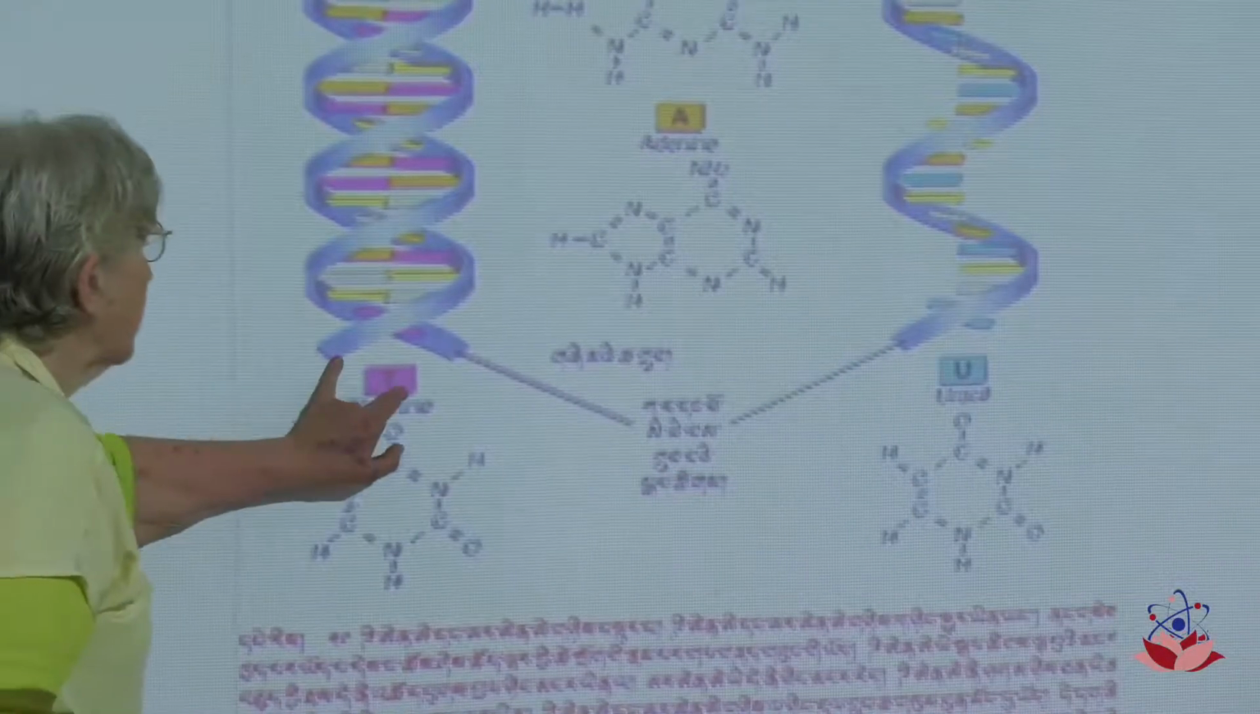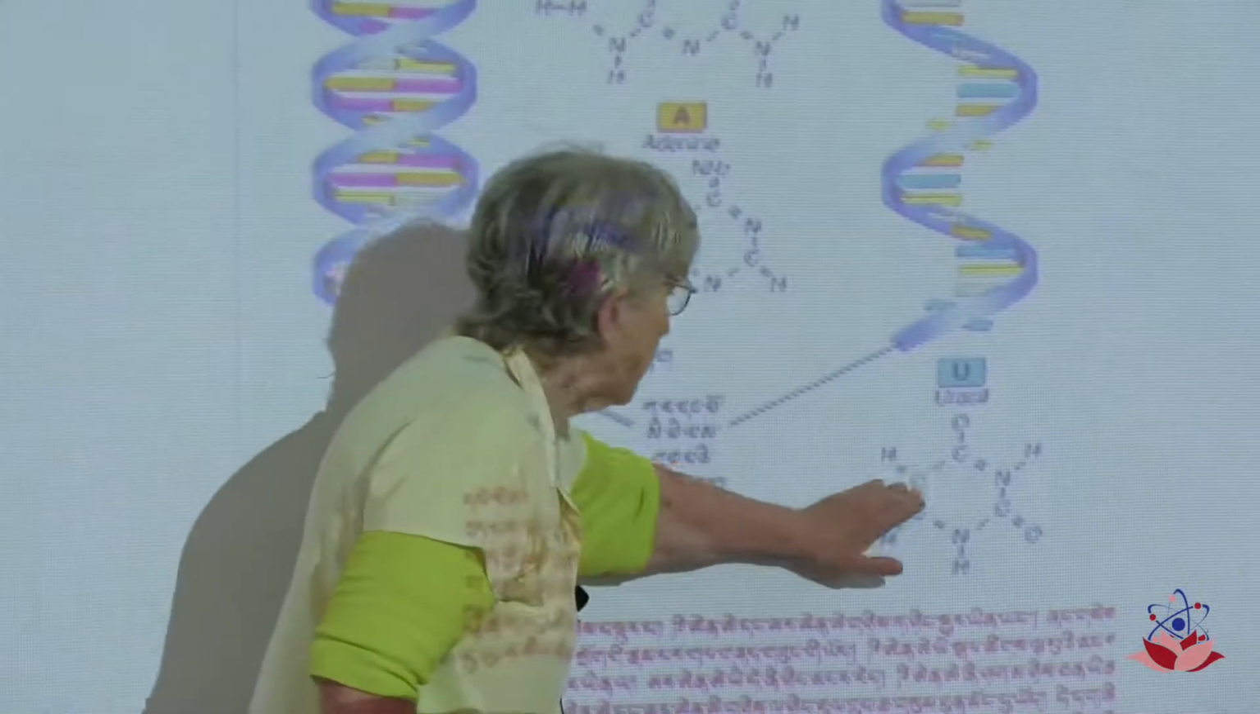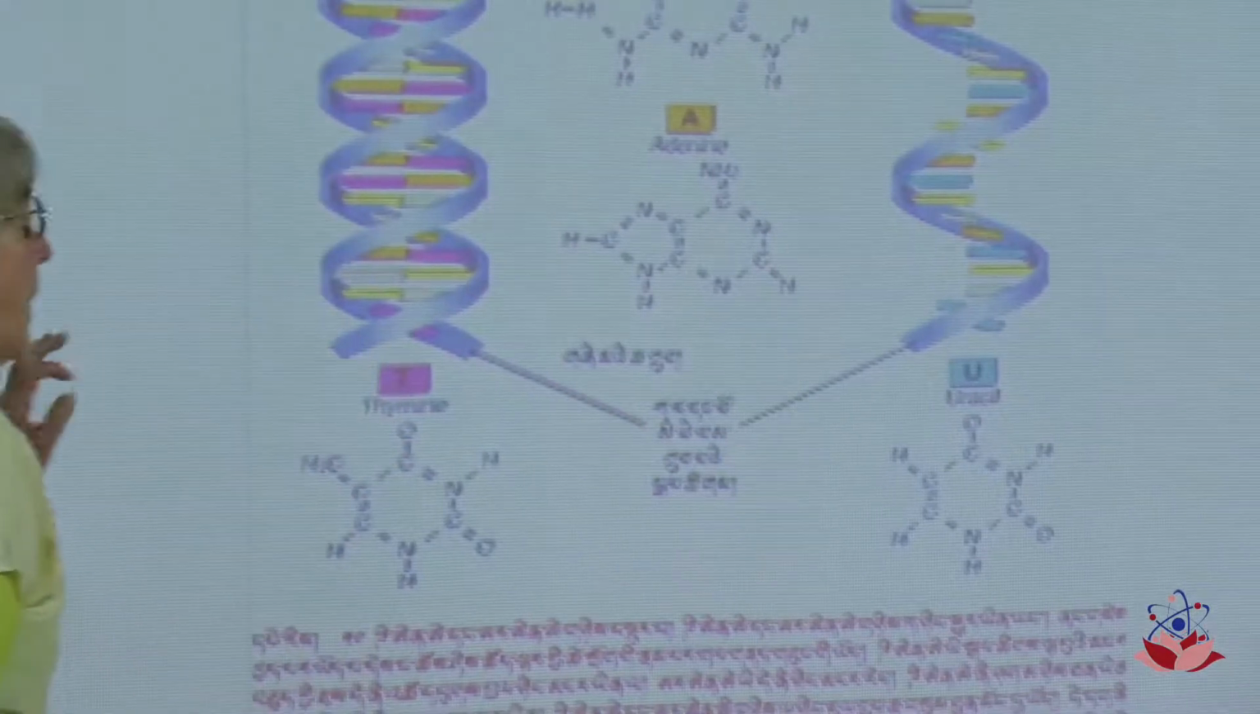So a T in the DNA is replaced, if this is the gene, the T in the gene is replaced by a U in the messenger RNA, the mRNA.